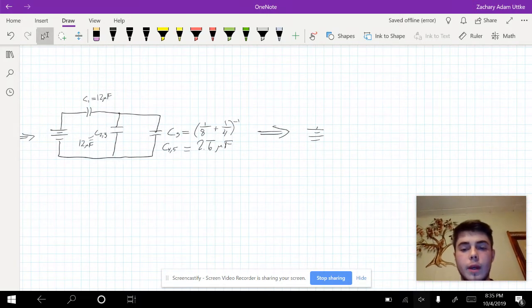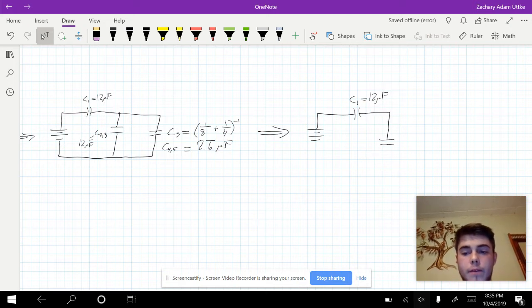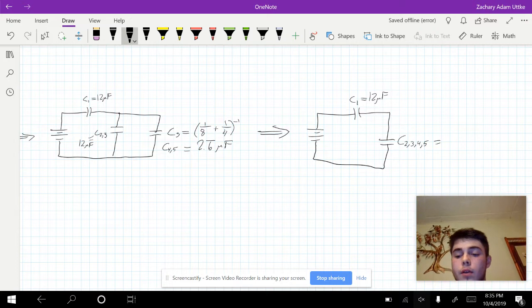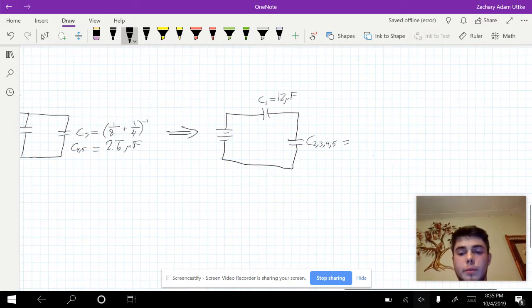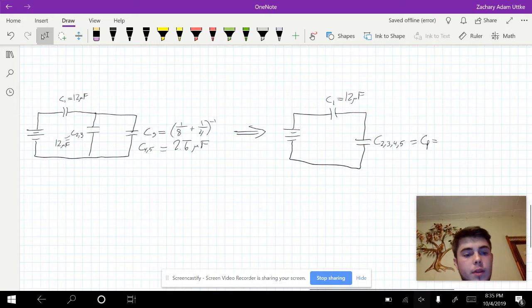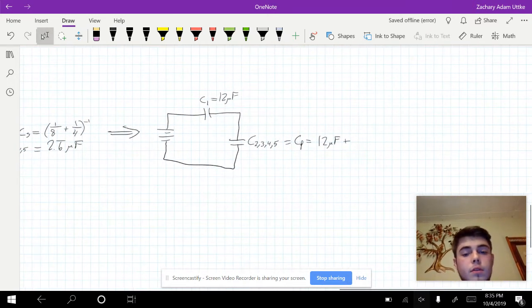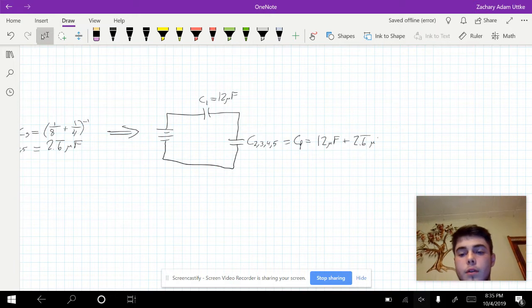So we have our battery, we have C1, which is still the 12, and now we have this capacitor right here, which is C2,3,4,5. Okay, and those are parallel to each other, so we're going to use the parallel equation and just add them up. So C2,3 was 12 microfarads, plus C4,5 was 2.6 repeating microfarads. So we get that is 14.6 repeating microfarads.